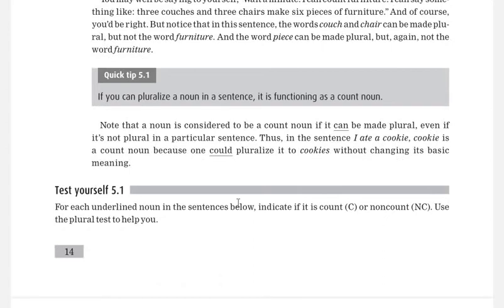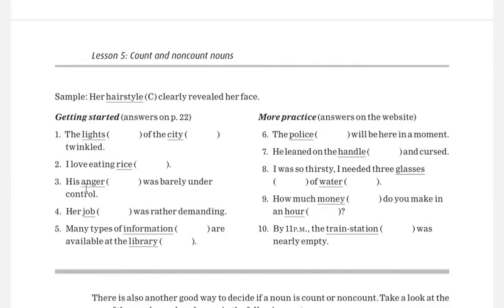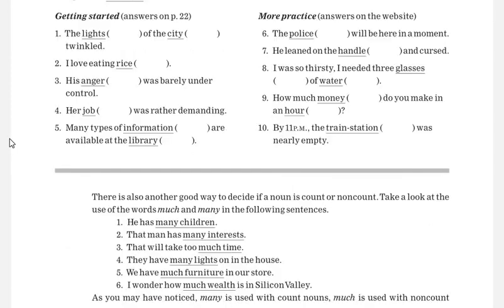This is the exercise here. Test yourself, 5.1. For each underlined noun in the sentences below, indicate if it is count. If it is count, you have to write C, and if it is non-count, you have to write NC. You can take help by making the plural of that word. Like in example number 3, can we say his angers? No. It means anger is non-count, so you have to write NC here. This is the way you can easily recognize these nouns.